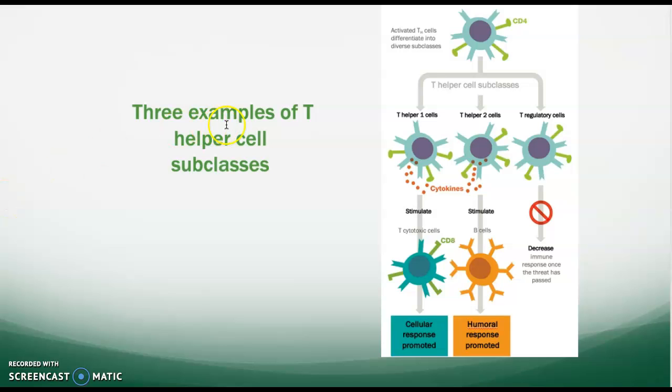So this gives you an example of how this might happen. We have our CD4 helper T cell. When it is activated, it goes through proliferation. It can do helper T cell 1. These can stimulate cytotoxic T cells. It can differentiate into T helper cells 2. These will stimulate B cells, so get that humoral response going. And we can have T regulatory cells, and these are T cells that basically tell the immune system that once they've gotten rid of the antigen, they can calm down. So that's kind of our helper T cells.